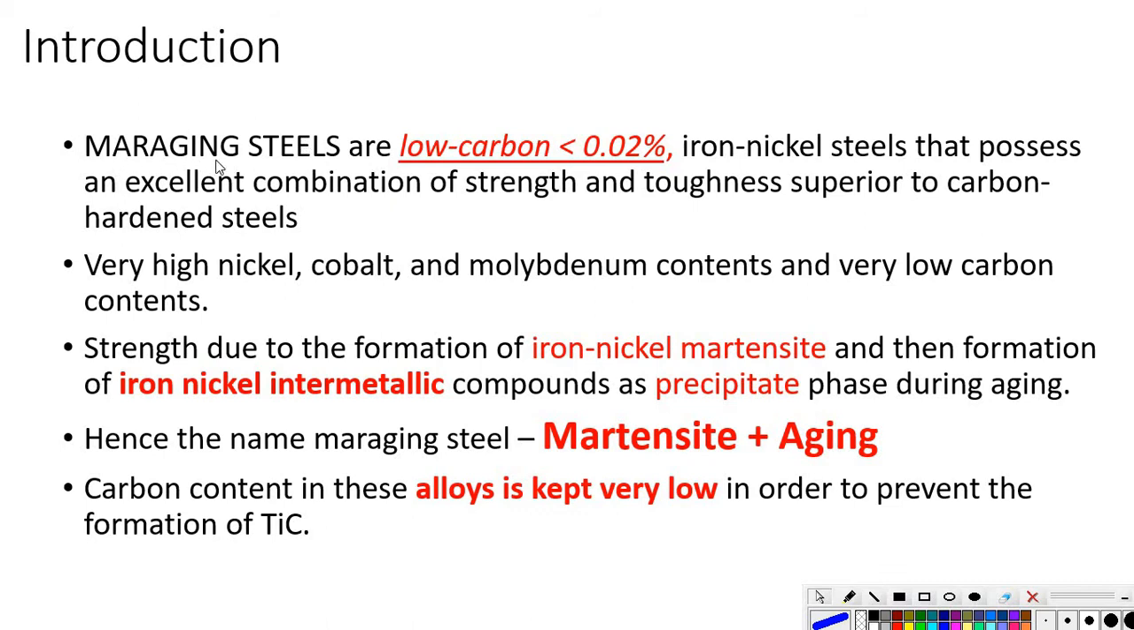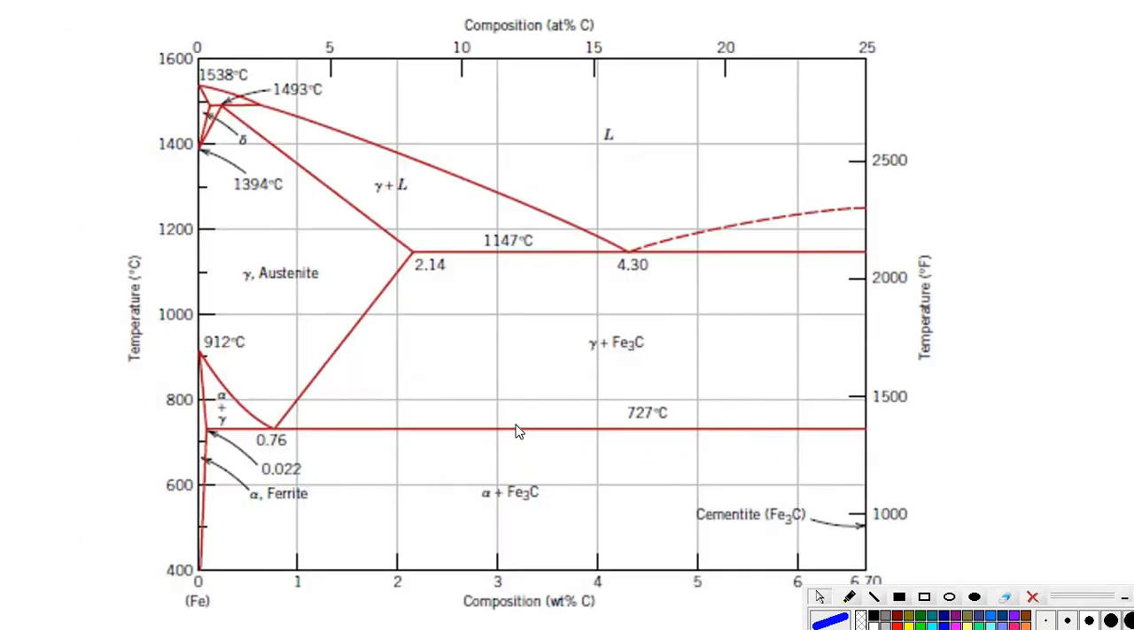And the next term is maraging. What is maraging? Maraging is actually a combination of two terms, martensite plus aging. So we take the first three letters from martensite and the second word aging. So martensite plus aging is called maraging. Okay, so you know what martensite is from the iron carbon equilibrium diagram, and how this martensite is produced.